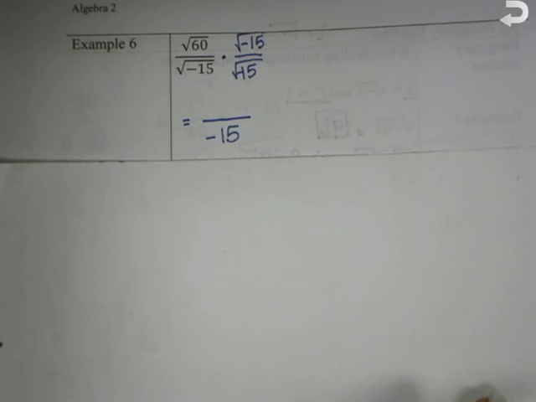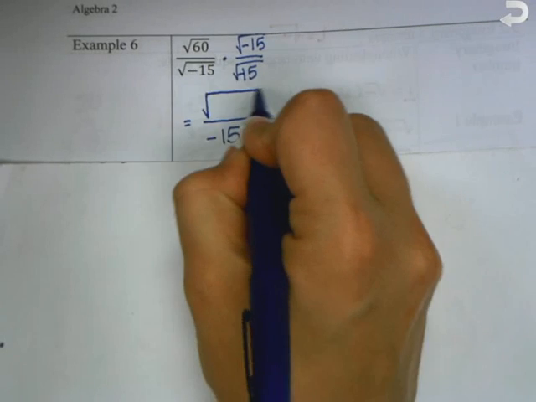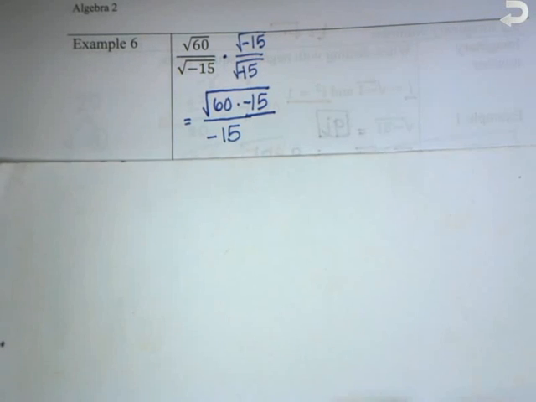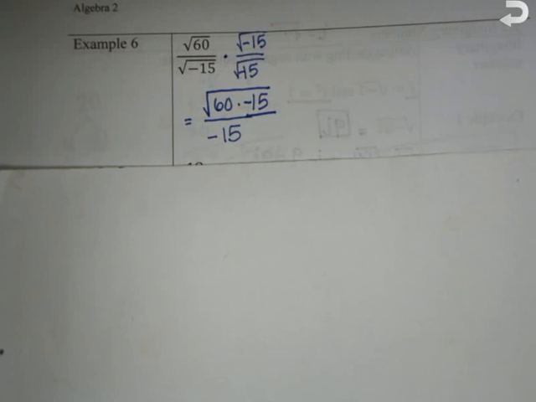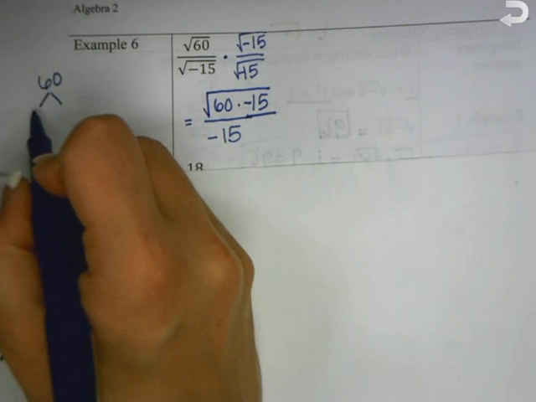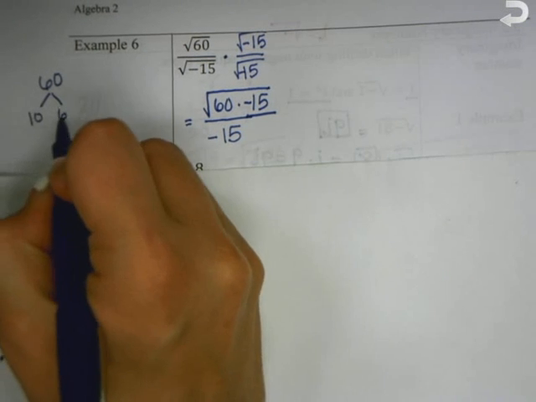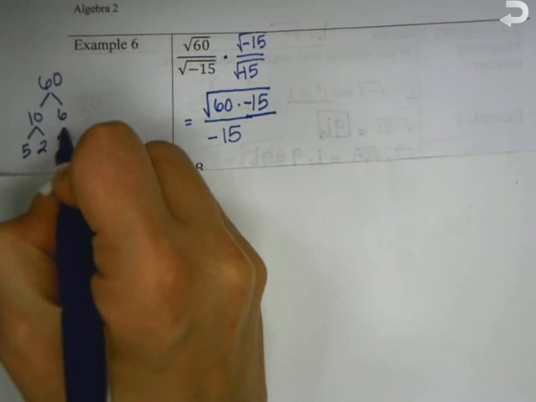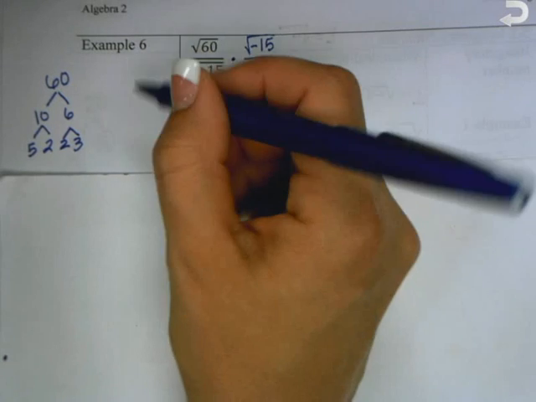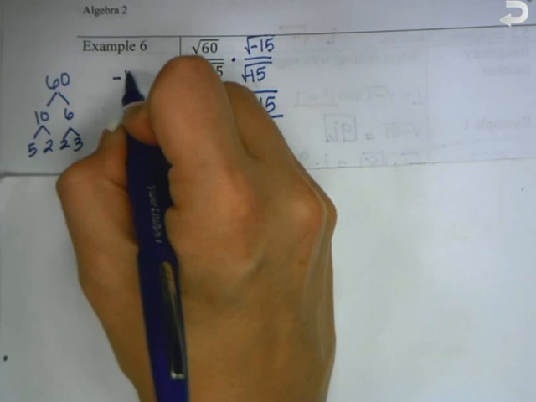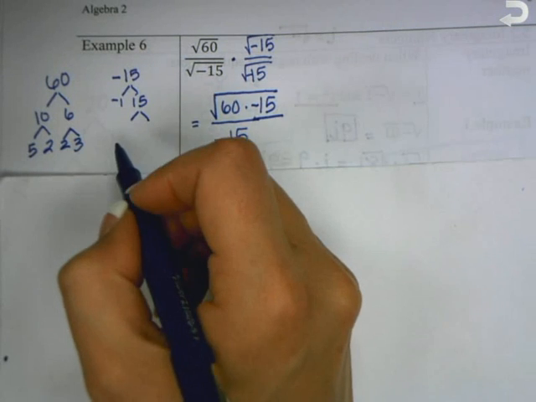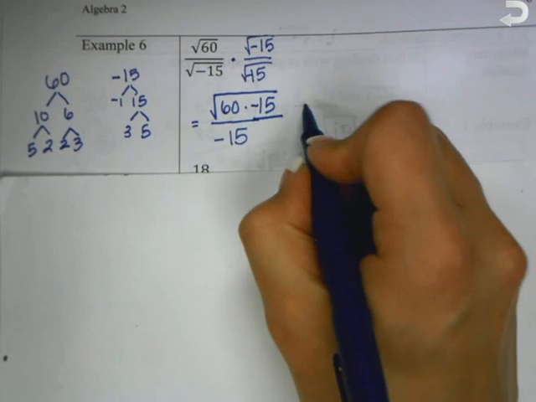And then on top, we have 60 times negative 15. And I'm not going to multiply it all out, I'm just going to factor it. So we have 60, let's factor that out. That's what? 10 times 6? So 10 is 5 and 2, and 6 is 2 and 3. And then let's do negative 15. Negative 1 and 15, right? And then 15 is 3 and 5. So let's write it all out again.